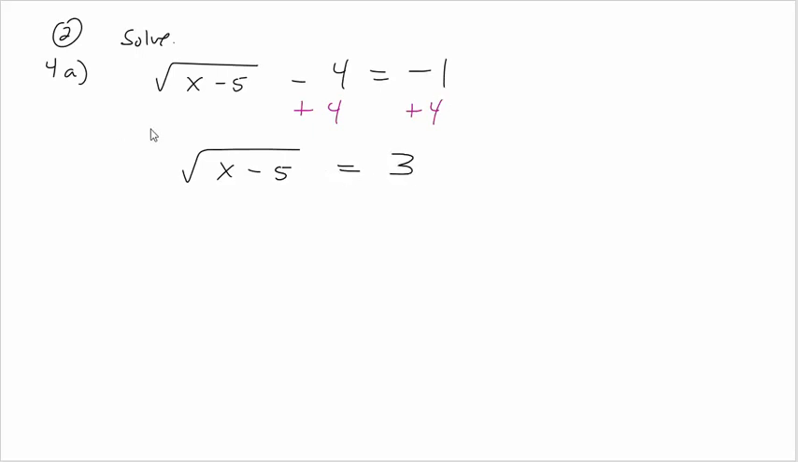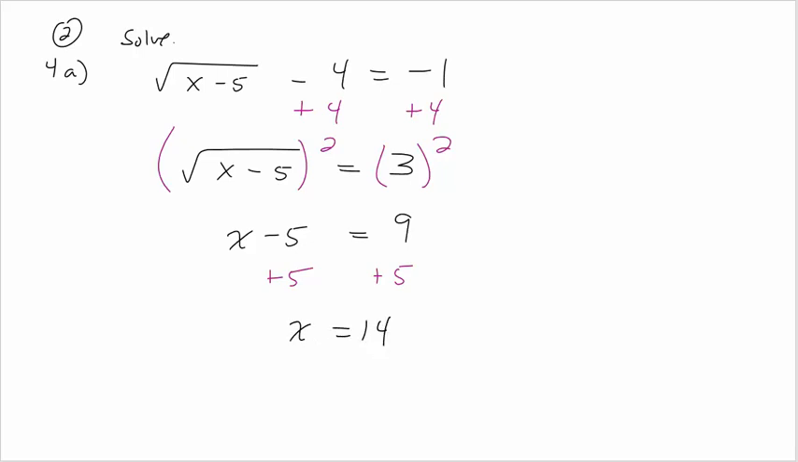So now if I square both sides, the square root and the squared are going to undo each other, and I'll just be left with x minus 5. And then on this side, I'll square the 3 and get 9. Now I'm pretty much home free here. Add 5 to both sides, and I get x equals 14. Now with any radical equation, you want to check your answer. So let's go ahead and check our answer.